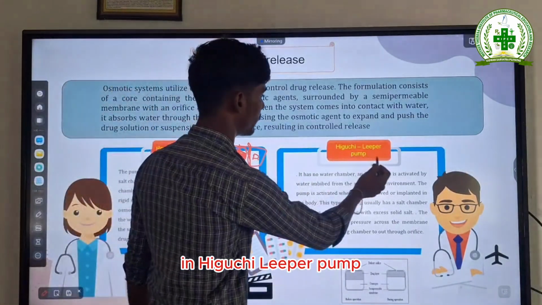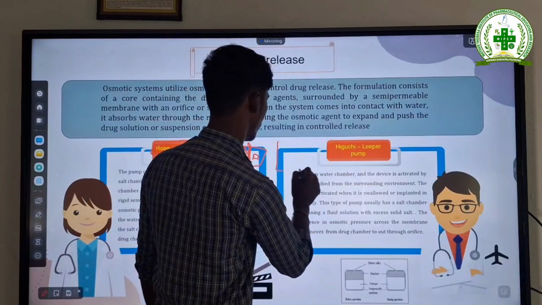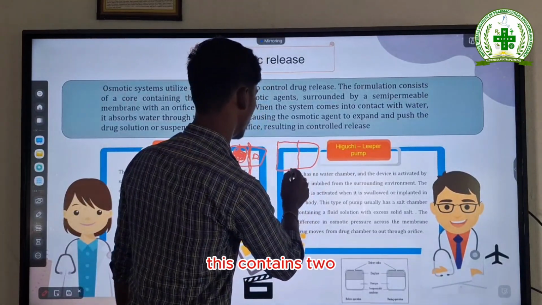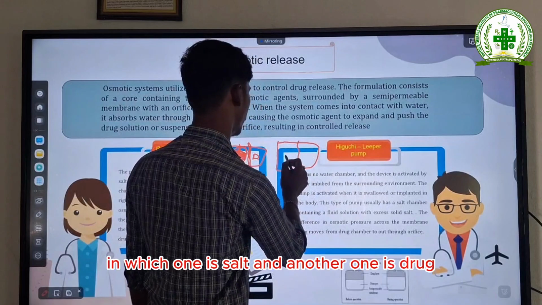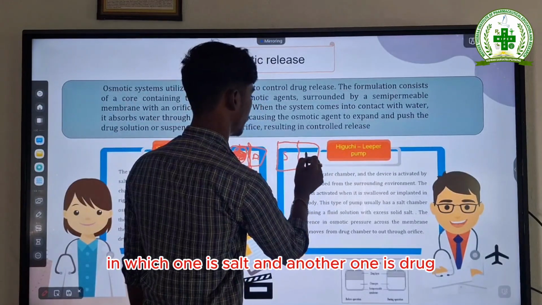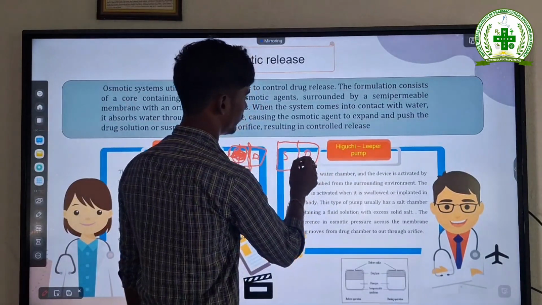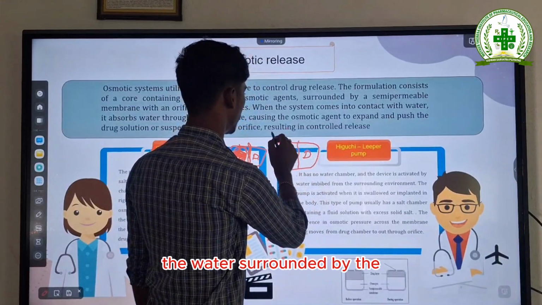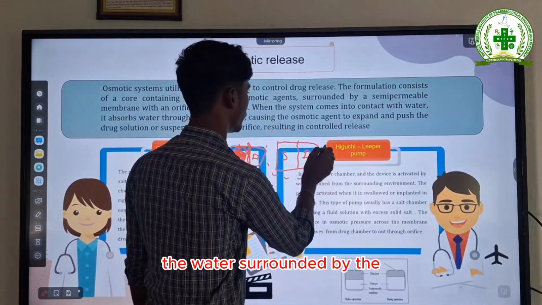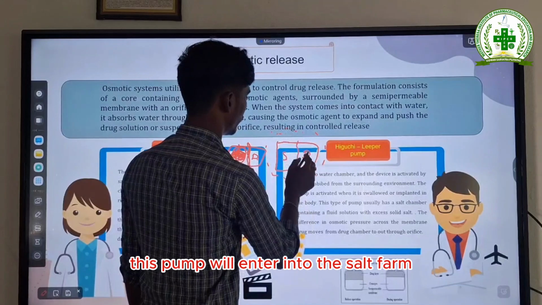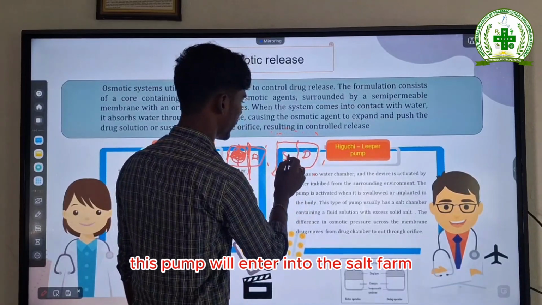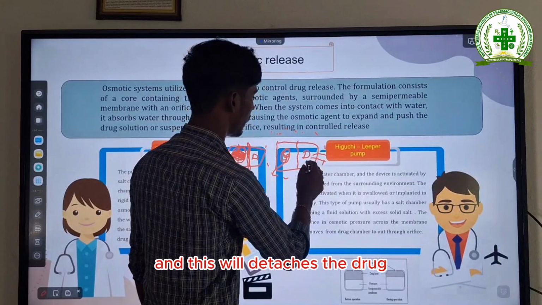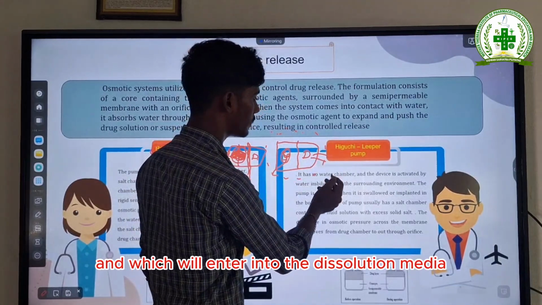In Higuchi-Leeper pump, this contains two chambers, in which one is salt and another one is drug. When this enters into the dissolution media, the water surrounding the pump will enter into the salt chamber, and this becomes bulky and pushes the drug out, which will enter into the dissolution media.